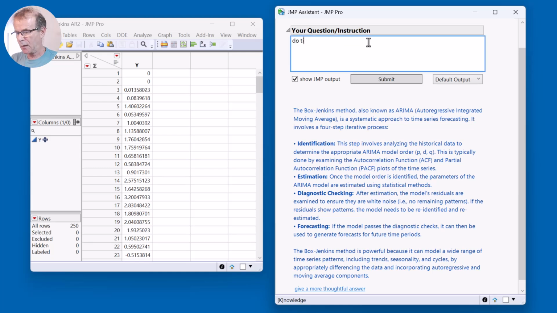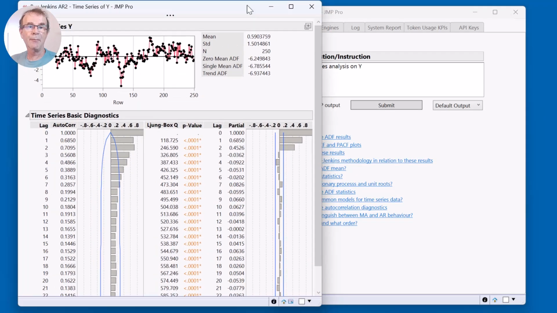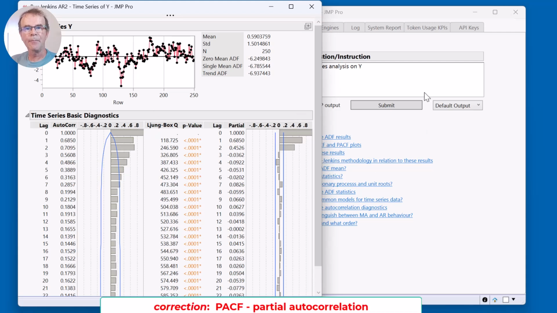Because I'm going to do time series analysis on Y. When we see the output, and I think for a lot of people, they may have never used the time series platform, but what you get is this sort of histogram here, which are the autocorrelations, or the ACF, the autocorrelation function, and on the right-hand side, the PACF.